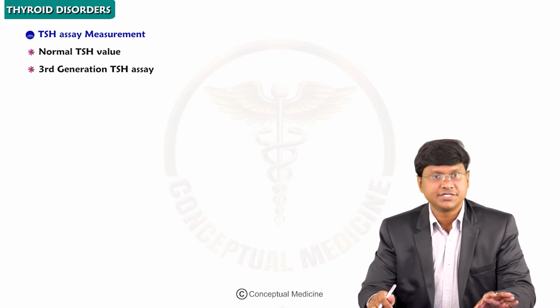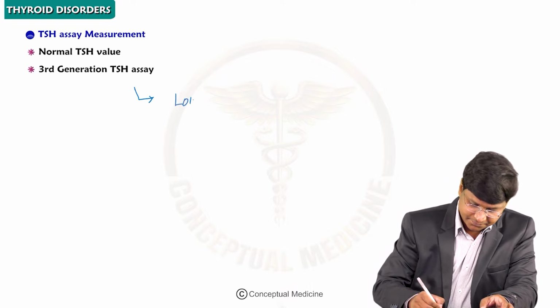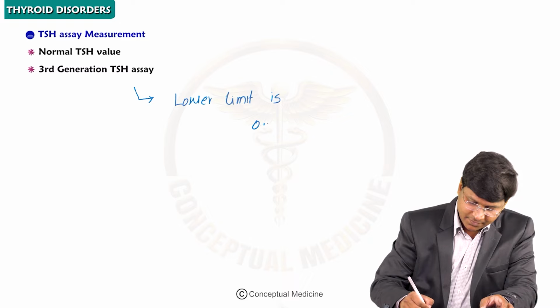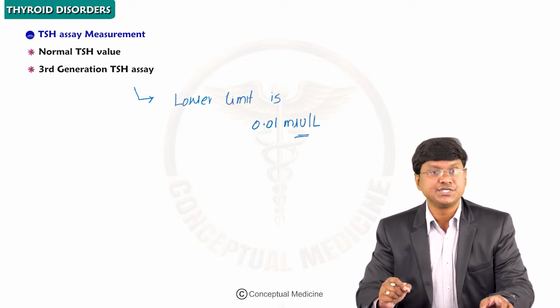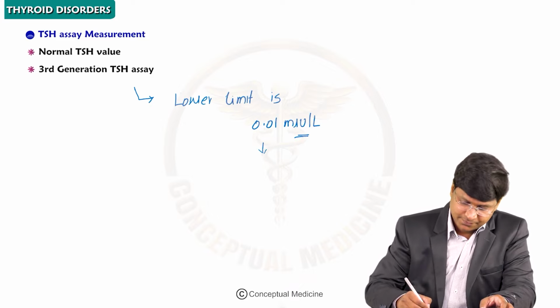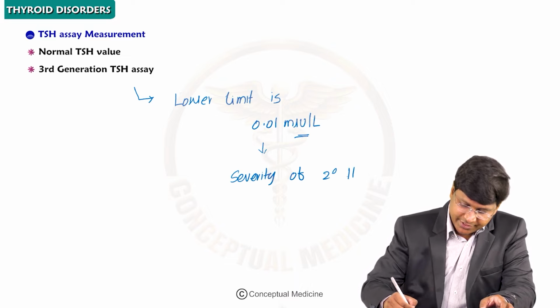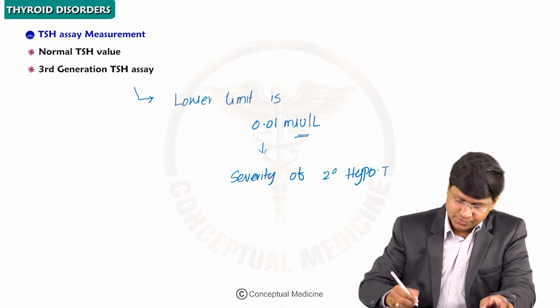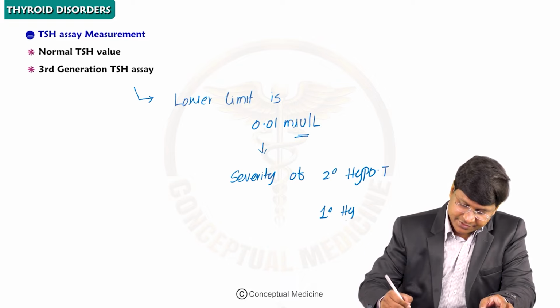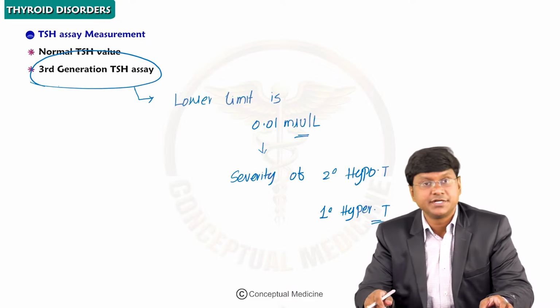Now later, we have the third generation TSH assay. Its lower limit is 0.01 milliunits per liter. So the third generation TSH assay can diagnose the severity of secondary hypothyroidism, and can also diagnose the severity of primary hyperthyroidism. That is the importance of the third generation TSH assay.